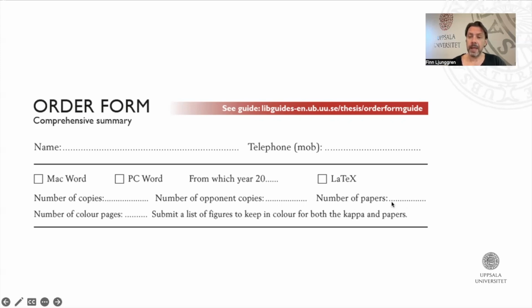And then we have number of papers, the total amount of papers that you want to include in your thesis there. And the next line, number of color pages. That's the total amount of color pages in your whole document, the papers and the kappa, your summary. And also keep in mind that we talked about separately specifying what you want in color and what we can grayscale. So a separate document specifying in the kappa, the summary, I want these figures in color, and in each paper, I want these figures in color. Let's proceed here.